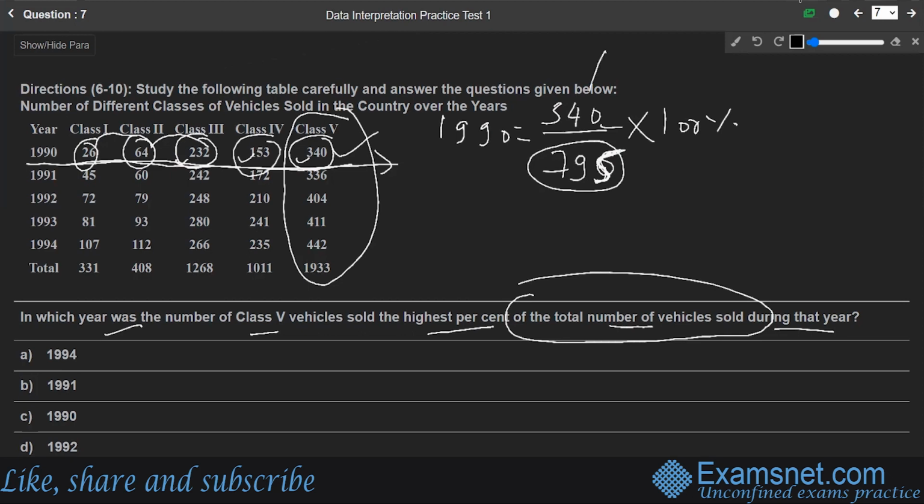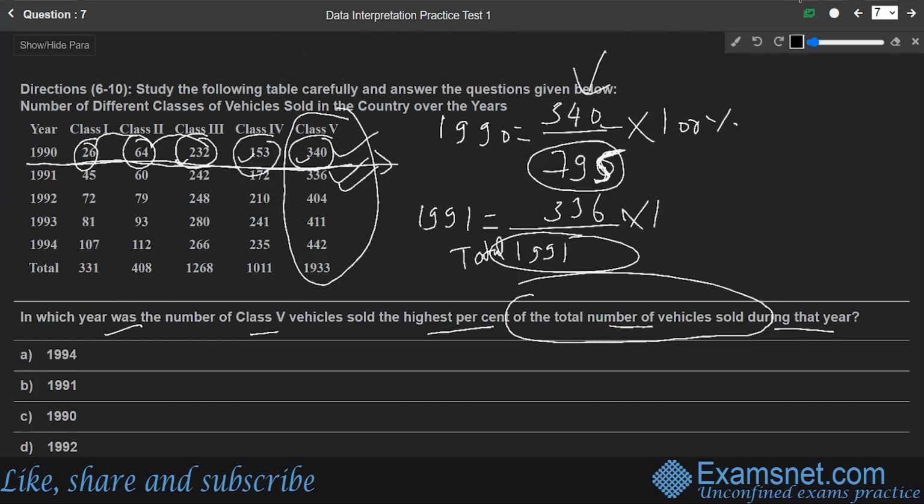Total number of vehicles sold in class 5 divided by total number of vehicles sold in the entire year. Okay, so this is the data. Similarly, we can formulate the data for 1991 also. That will be 336, the number of vehicles sold of class 5, divided by the total number of vehicles of the year 1991, multiplied by 100%, and so on. We have to calculate for each year, 92, 93, 94. After calculating that, obviously we can know the percentage value. So let us find out.